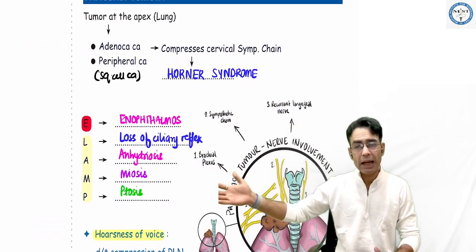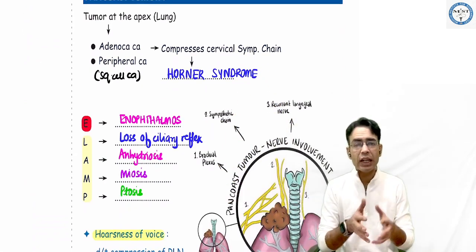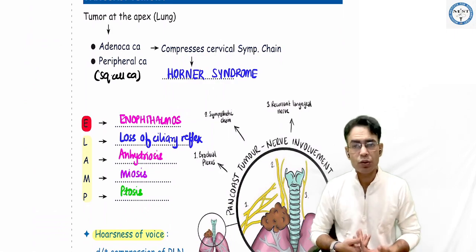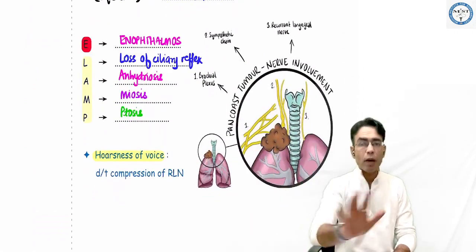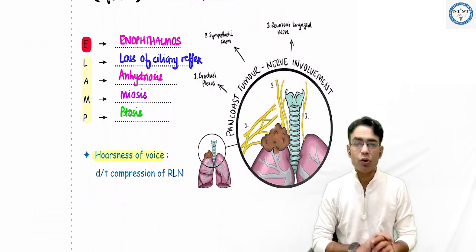Horner syndrome, may you have ELAM. So you have enophthalmos, loss of ciliary reflex, anhidrosis, miosis, and ptosis. तो ये आपने ophtha में भी किया है, but this came in the exam. And it can also compress the recurrent laryngeal nerve and which can cause hoarseness of voice.